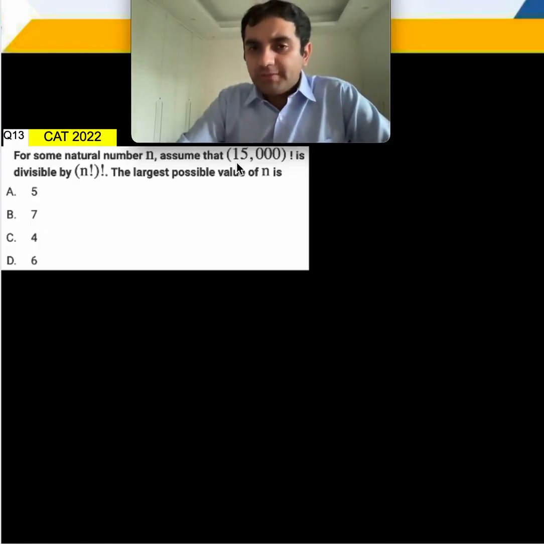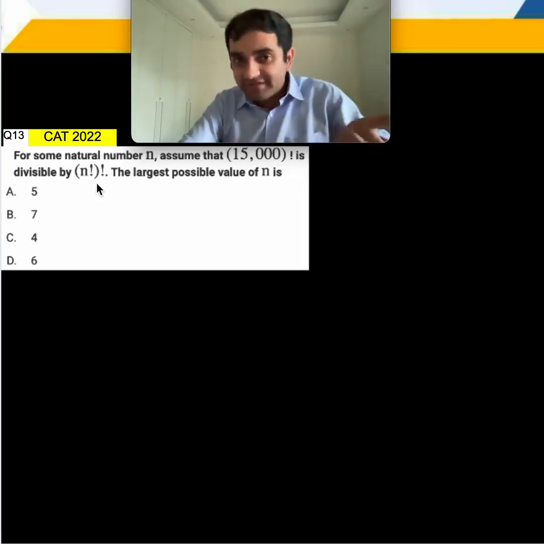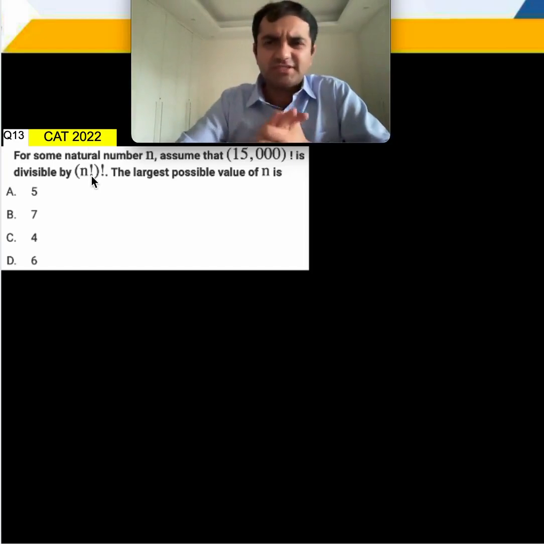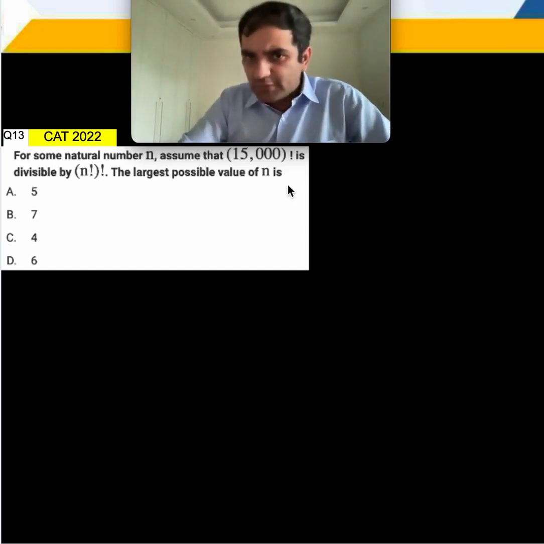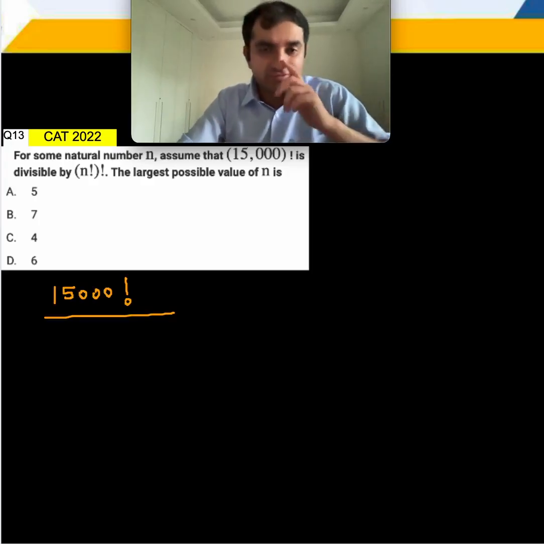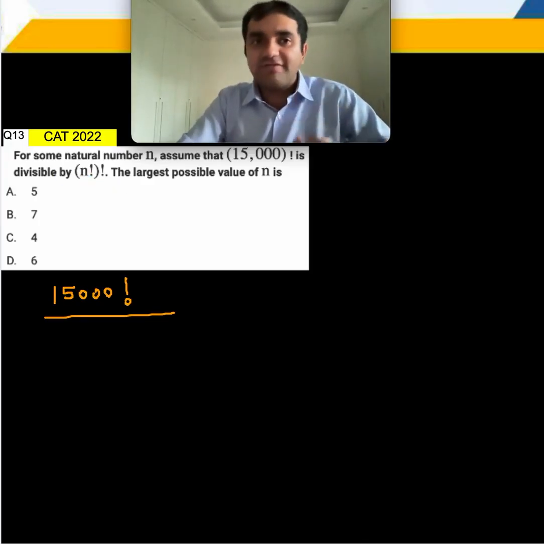For some natural number n, assume that 15,000 factorial is divisible by n factorial ka factorial. So the terminology is scary. Largest possible value for n is, options use करेंगे. Let's use the largest option. 15,000 factorial is divisible by, largest option is 7. 7 factorial is 5040. 7 factorial ka factorial.